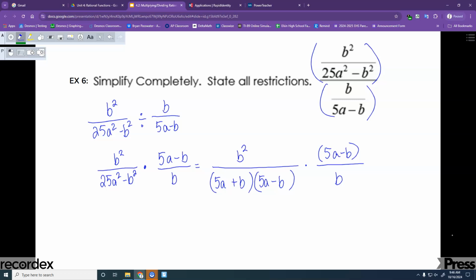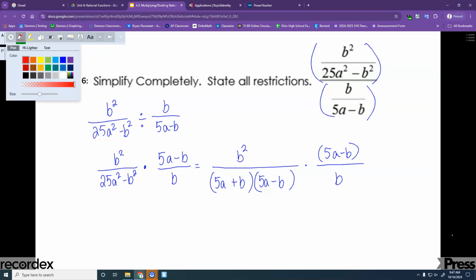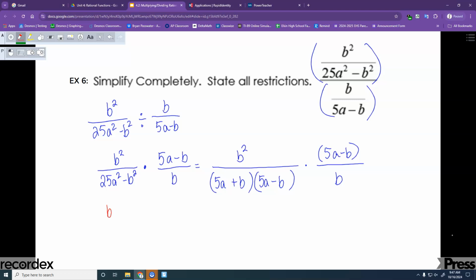Now, your restrictions on this are really weird, because definitely b cannot equal 0, because this denominator right here cannot equal 0. But you're also going to have 5a plus b cannot equal 0. Actually, just leave it like that, because you've got an a and a b, which just makes it weird. And 5a minus b cannot equal 0. Those are weird restrictions. You're not going to see that very often.